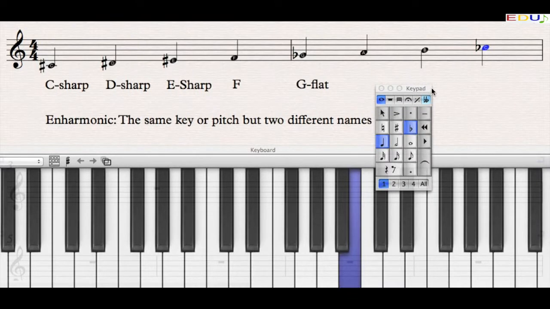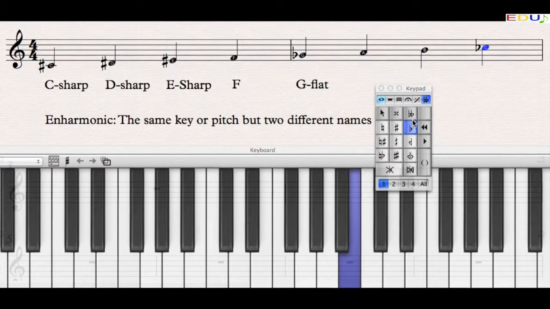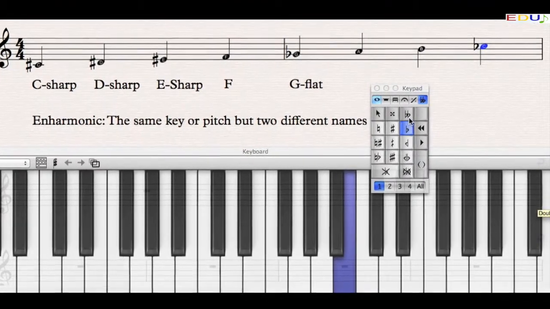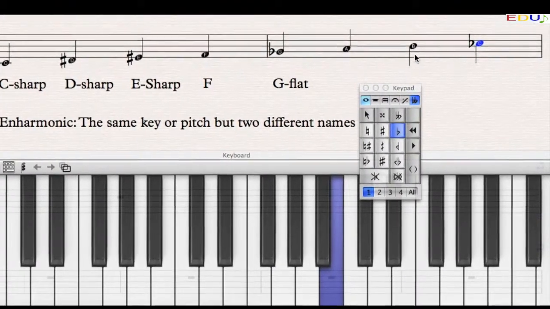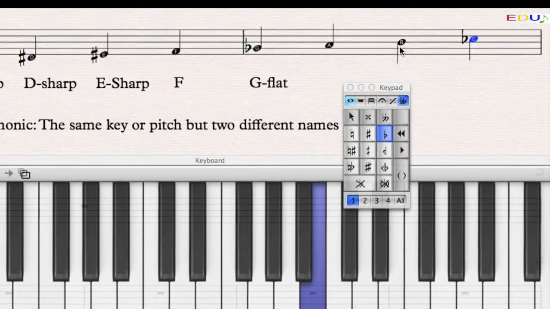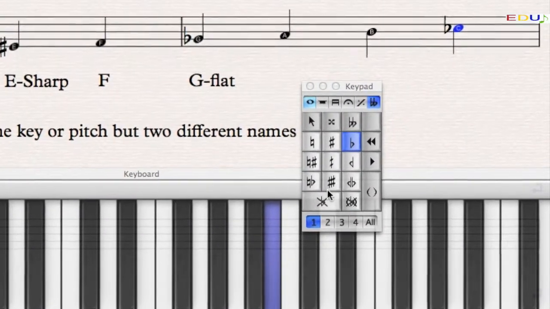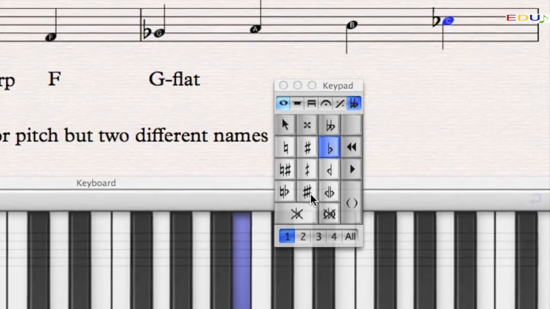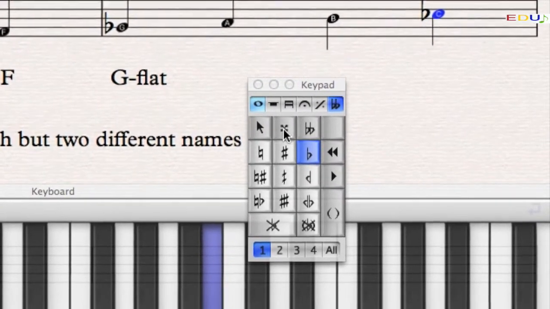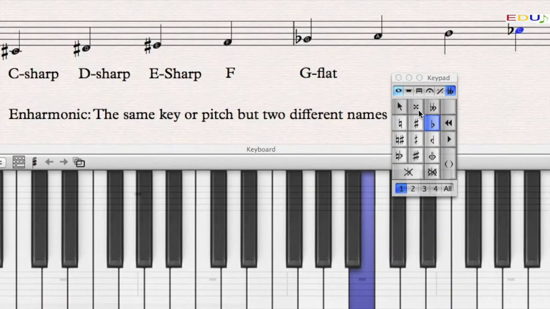Sometimes in music you also find double flats and double sharps. So here, for example, you see a double flat, which means dropping the note by two semitones. Or also you find sometimes a double sharp. You can write it this way or this way. And a double sharp means to raise the note by two semitone steps.